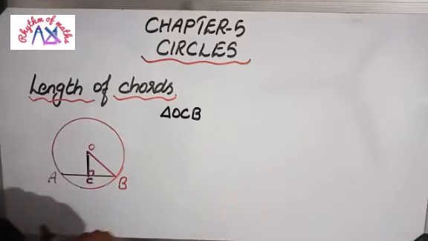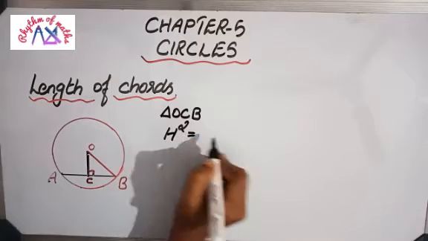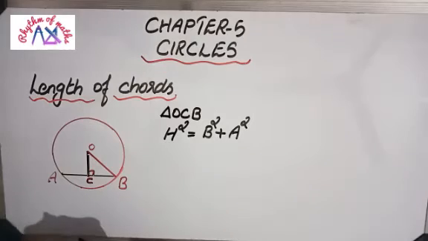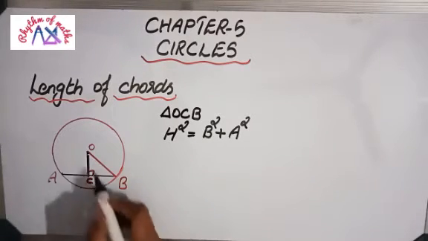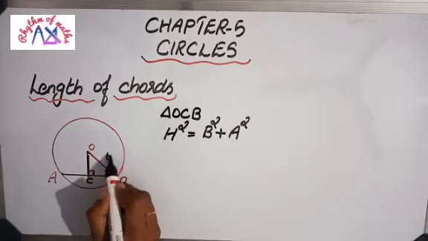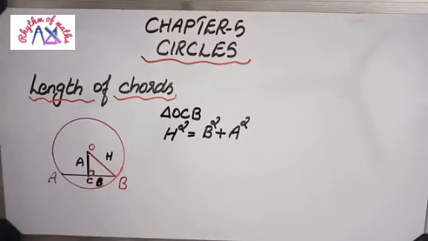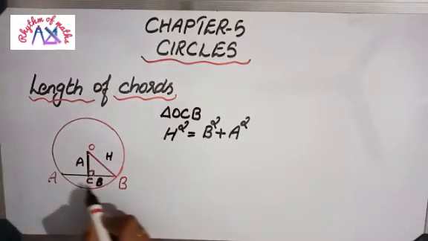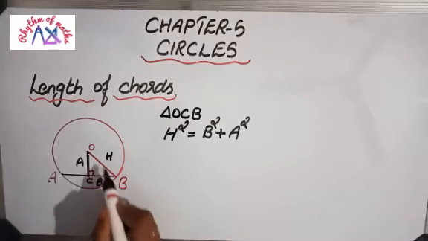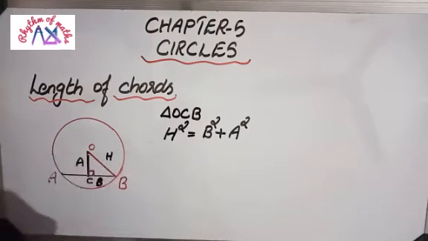For a right triangle, we know Pythagoras theorem. What is Pythagoras theorem? Hypotenuse square equals base square plus altitude square. Here in this triangle, OB is the hypotenuse, this is the base and this is the altitude. OB is a radius, so the hypotenuse is the same as the radius.